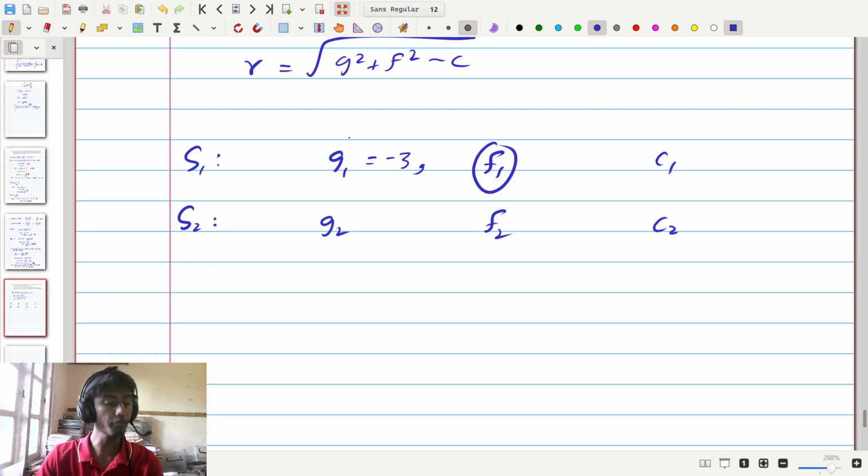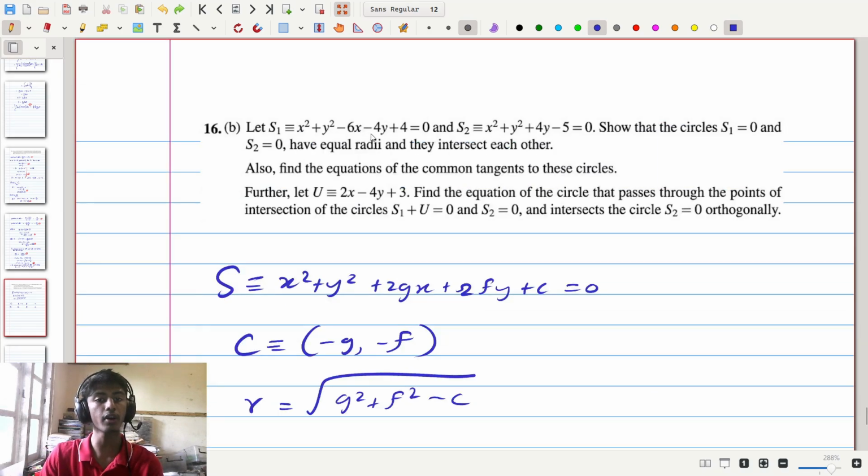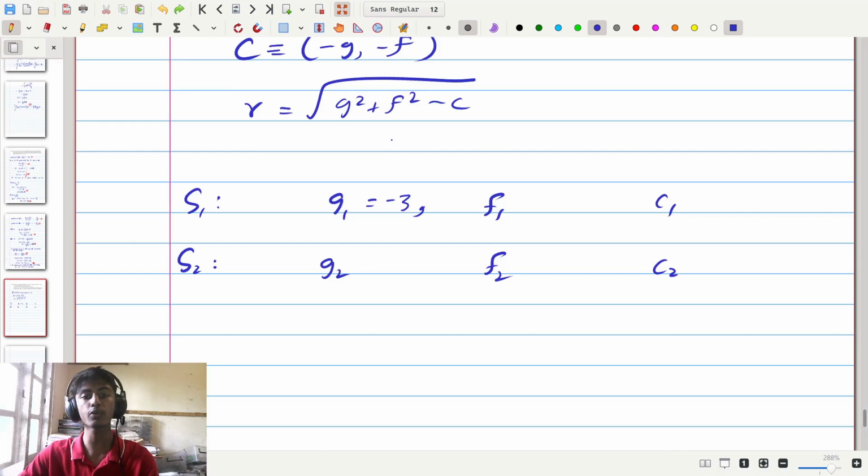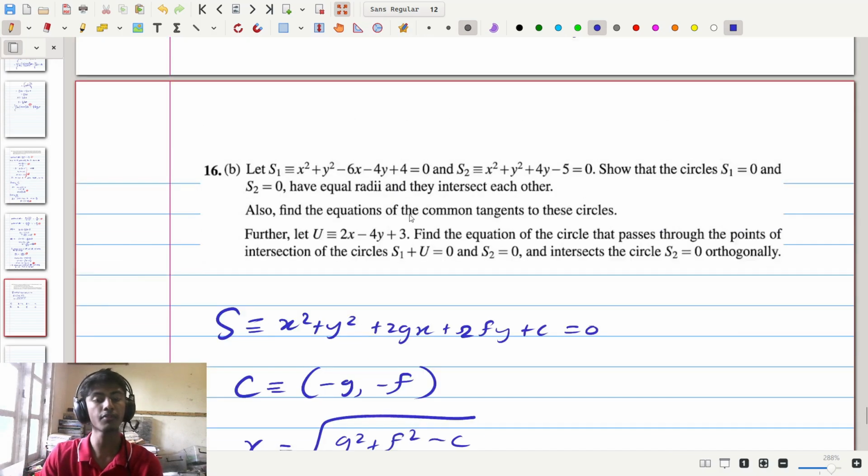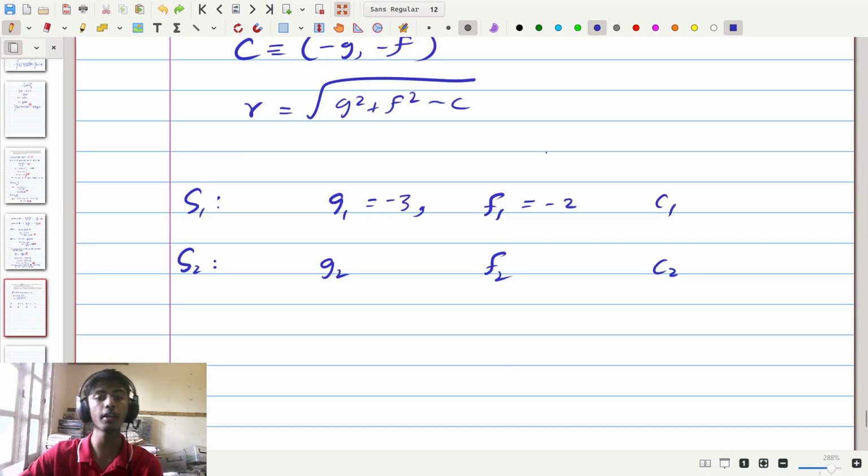Now similarly, for f1, 2f1 must be equal to minus 4, and therefore f1 must be equal to minus 4 divided by 2 or minus 2. So f1 equals minus 2. Now for c1, if you take a look at the constant term, we can see the constant term here is directly equal to plus 4, and therefore c1 must be equal to 4.